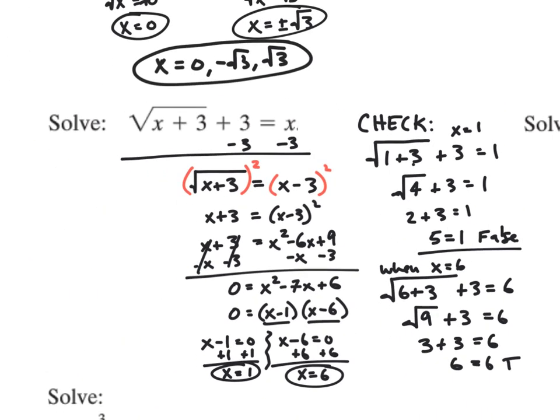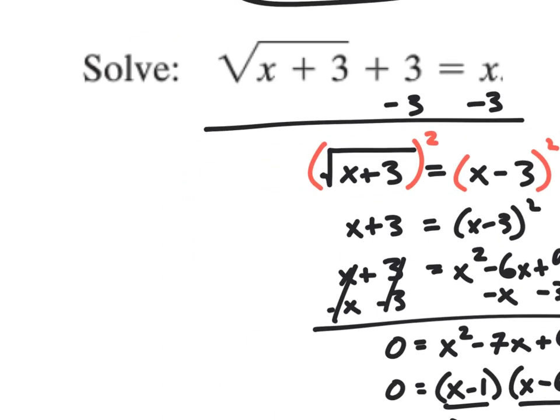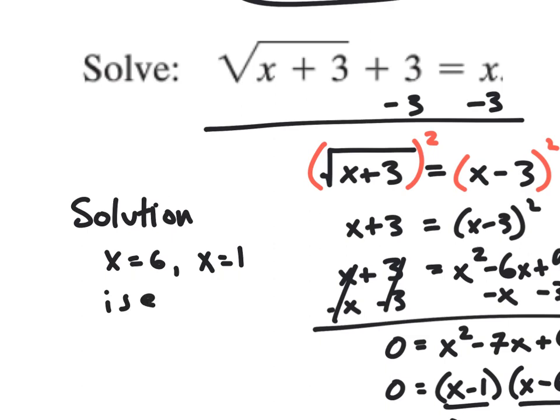So here's what I got. All right, when I get two numbers algebraically, one of them works. The other one doesn't, so we have to check. All right, so what I've got here is this. My solution is x is equal to 6. x equals 1 is extraneous.